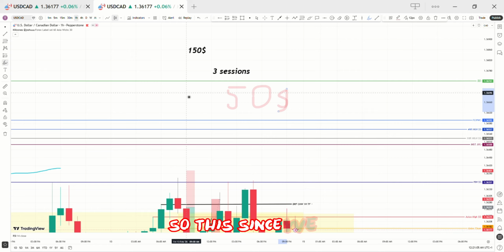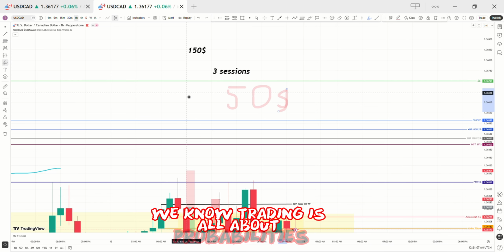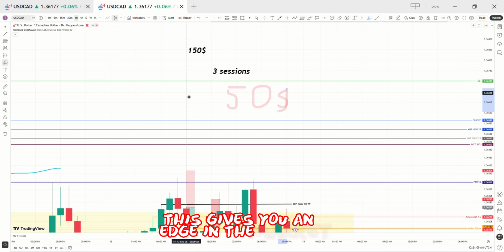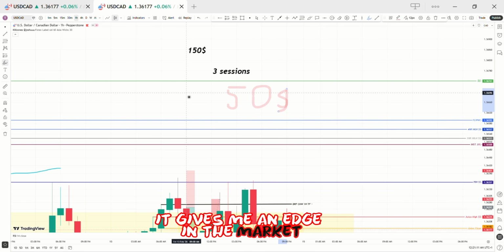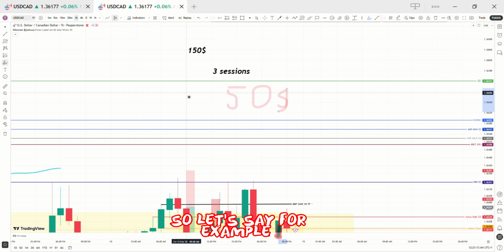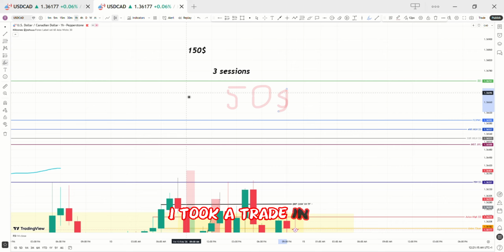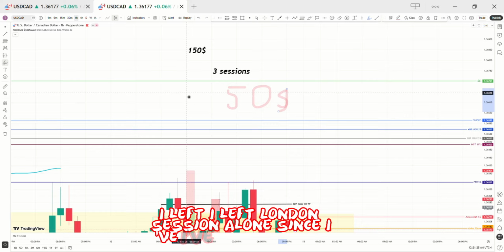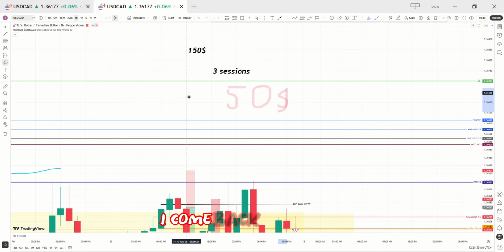Since we know trading is all about probabilities, this gives me an edge in the market. So let's say for example, I took a trade in the London session. That trade was a loss. I left the London session alone since I've taken a loss. Come back during New York, I won that trade.